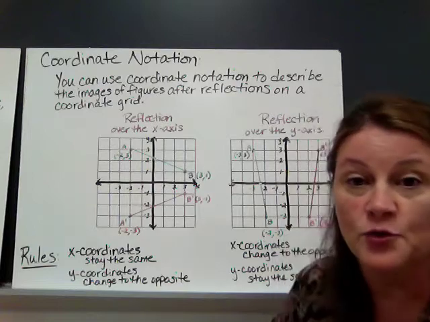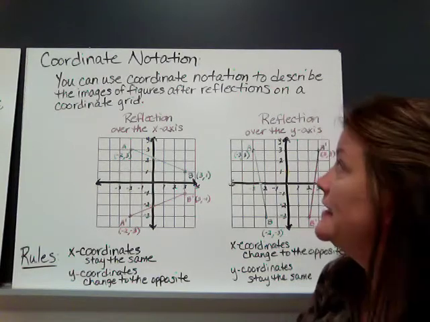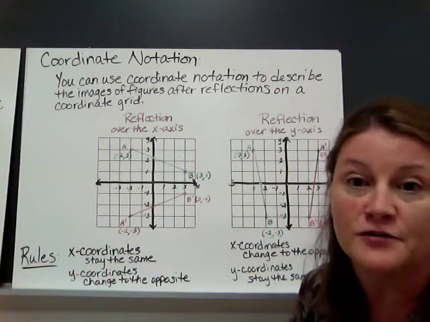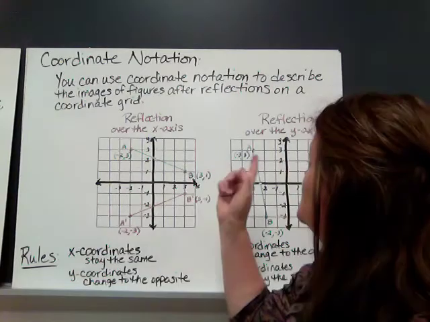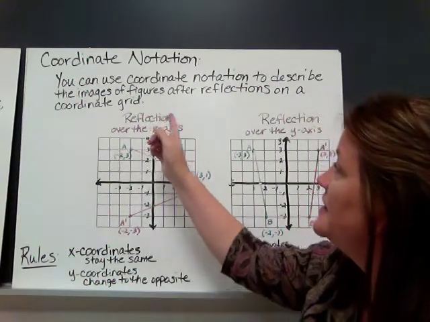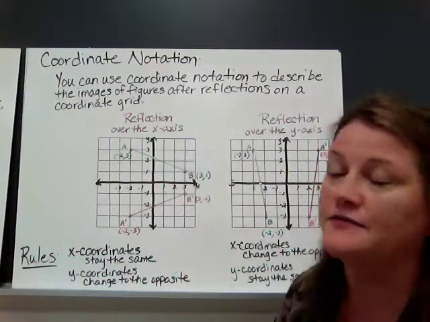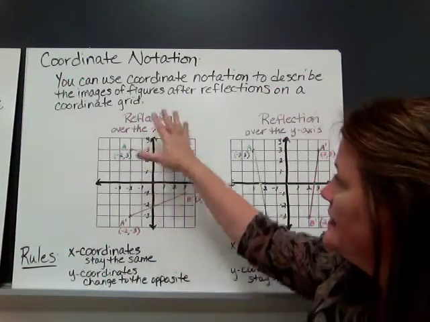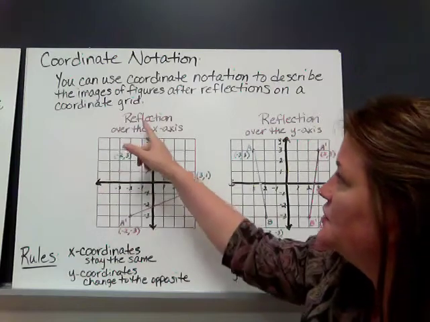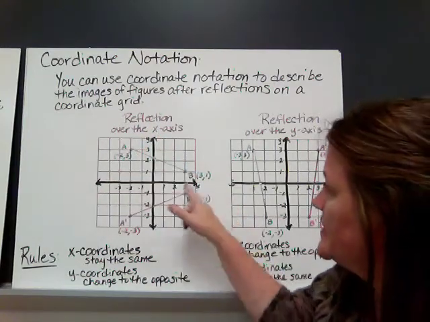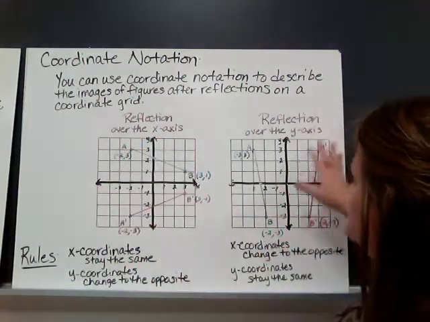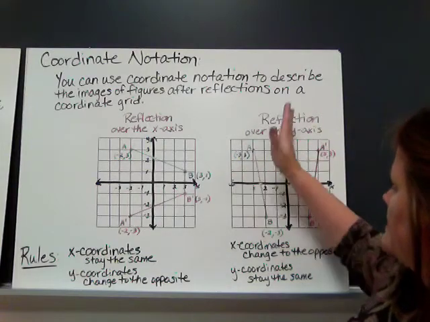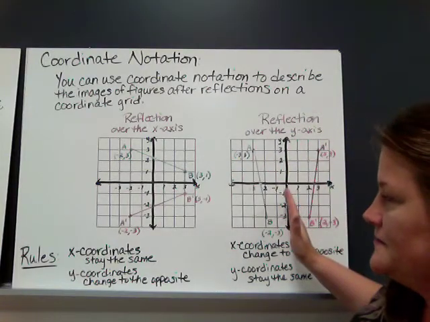Let's look at some more notes about coordinates now and using coordinate notation. You can use coordinate notation to describe the images of figures after reflections on a coordinate grid. This grid shows us a reflection over the x-axis, that's right here, and this one shows a reflection over the y-axis, that's the vertical axis.